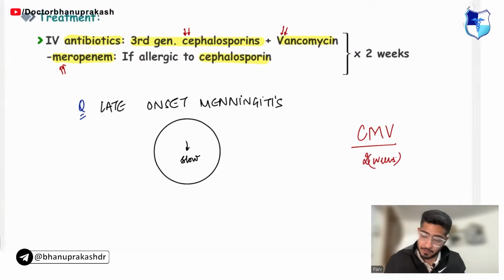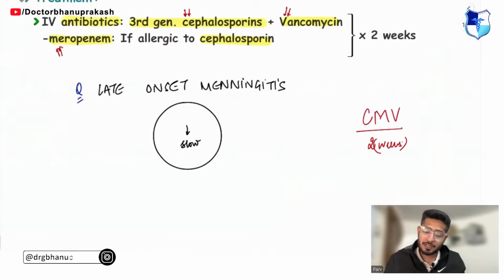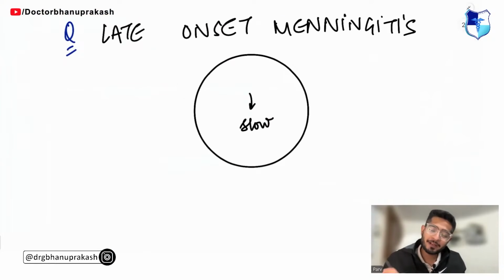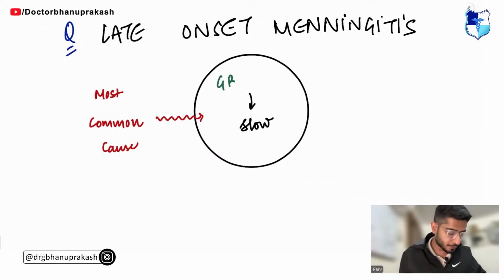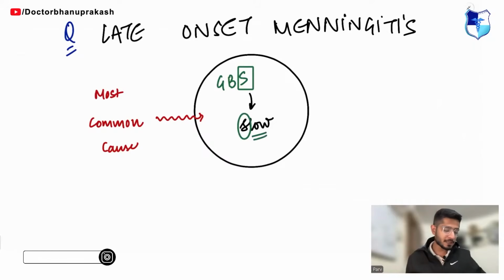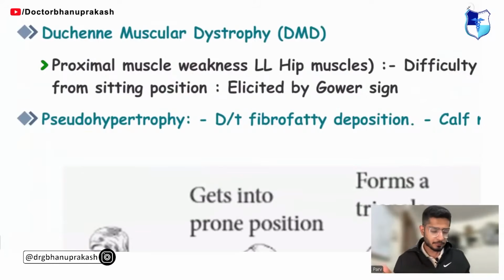Okay, right? Okay, chalo bache. Late onset meningitis. What is the most common cause of late onset meningitis? Yes, bache, what is the most common cause? Late onset is going to be GBS. S for slow, S for slow. Group B Streptococcus.